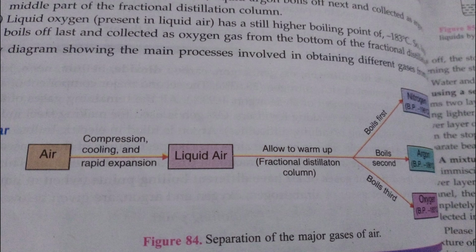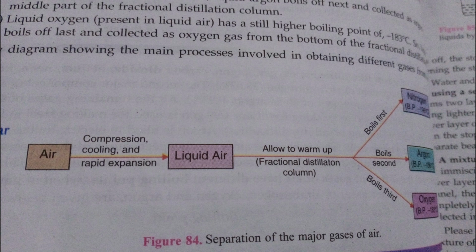In the middle part of the fractional distillation column, liquid oxygen has a still higher boiling point of -183 degrees centigrade. So the liquid oxygen boils off last and is collected as oxygen gas from the bottom of the fractional distillation column. You can see air is compressed. I am saying once again the process. Air is compressed, then on cooling and rapid expansion, it changes into liquid air, which is then allowed to warm up. Then nitrogen gets boiled first. Next, argon boils second, and finally oxygen at -183 degrees centigrade.